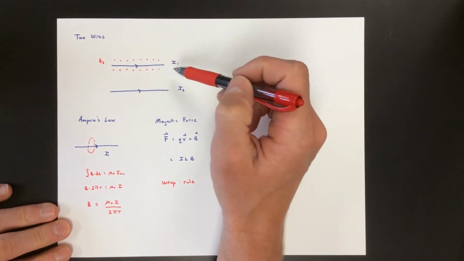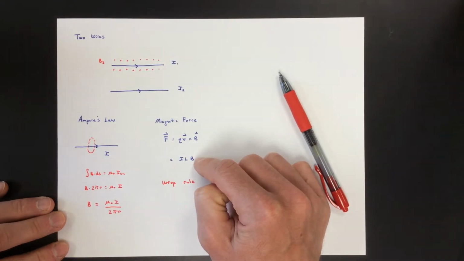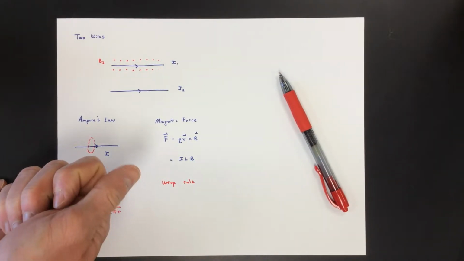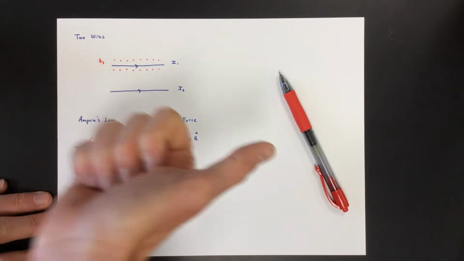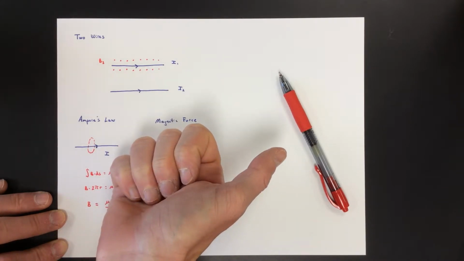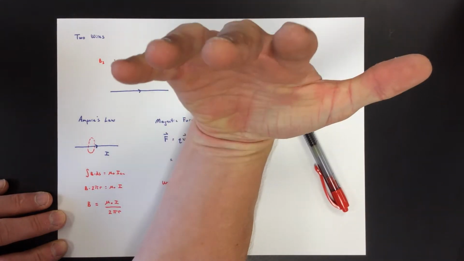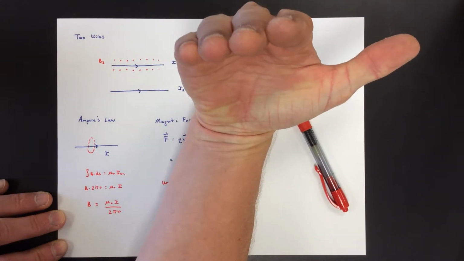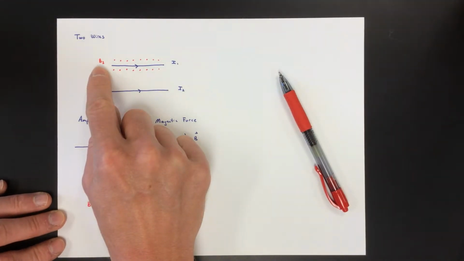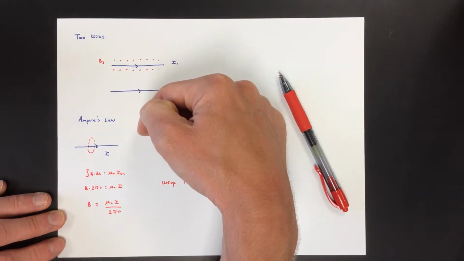And so what happens to I1? Now we use a different right-hand rule. We point our thumb in the direction of the current, I1, this way. Then we point our fingers in the direction of the B field, this way. And if you look at that, my palm is down. So the force that B2 applies to I1 is going to be down.